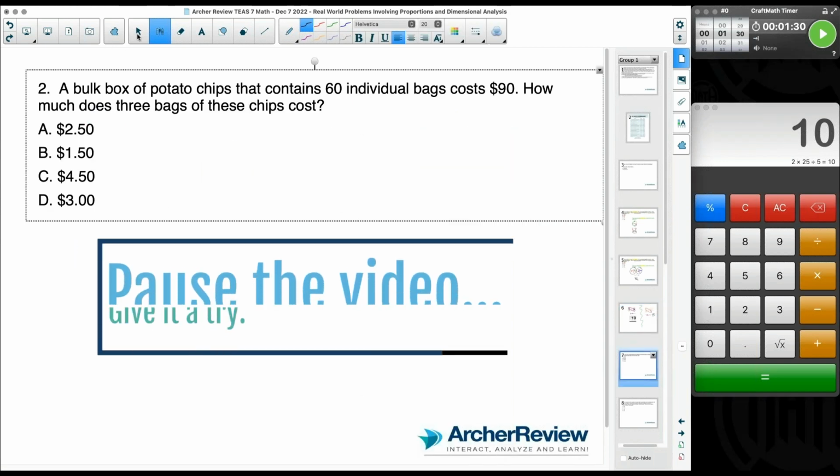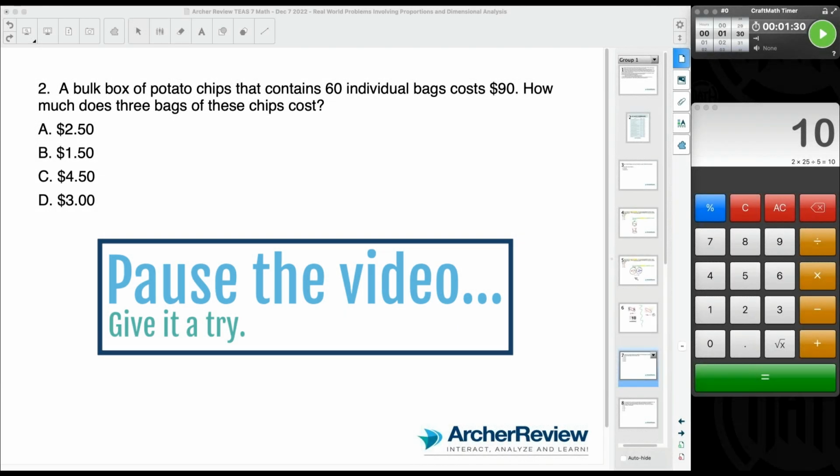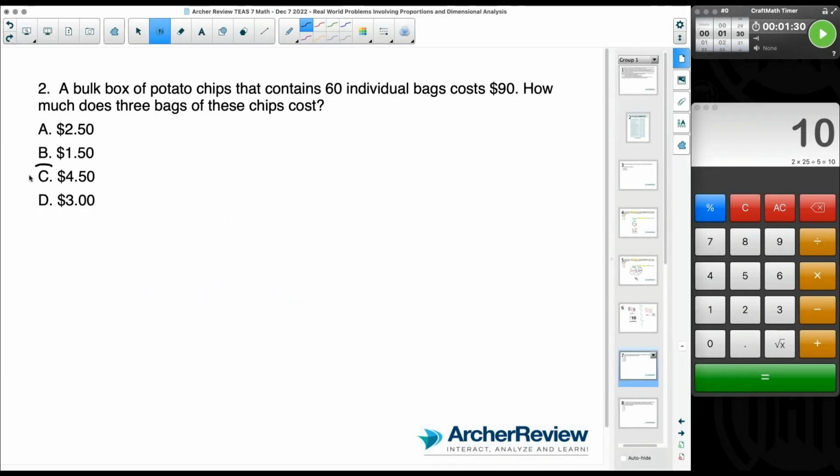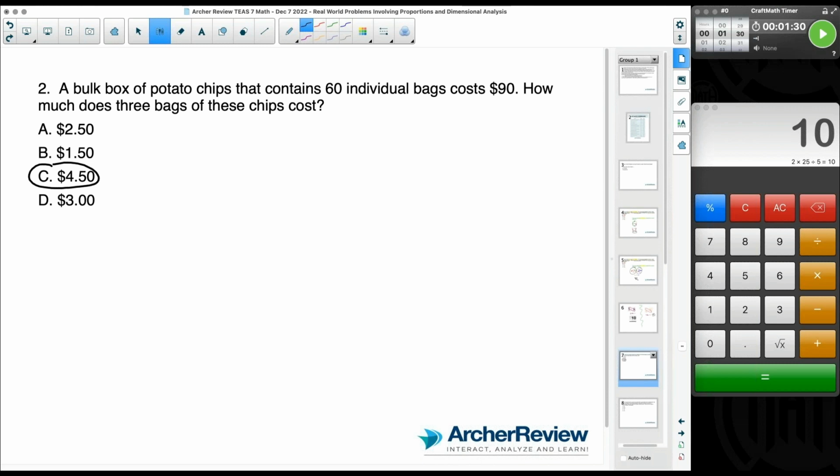So here is number 2. Try it out. Got my notes here. The correct answer for number 2 is going to be C. Now, if you picked B, what you actually ended up finding was how much a single bag of chips cost. But watch what I'm going to do here.